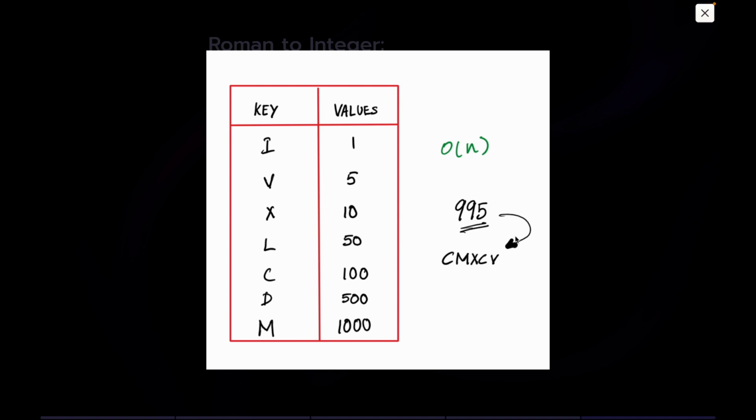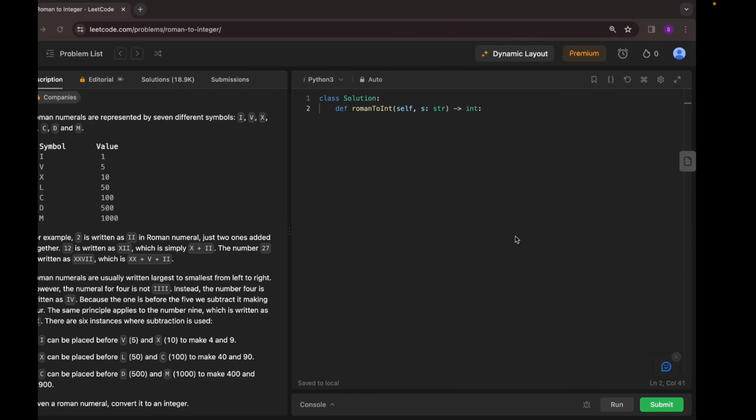You see how this works, right? If it is going in a decreasing order, we will just add them up. If it is increasing, we will just subtract them. So let's see the solution here.